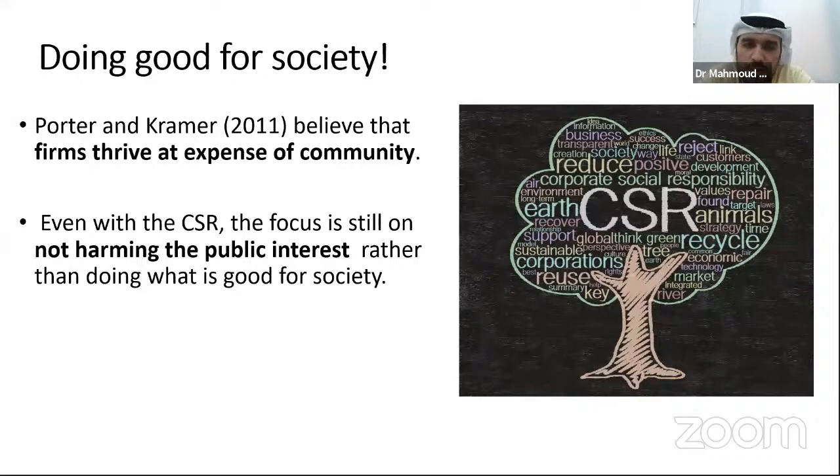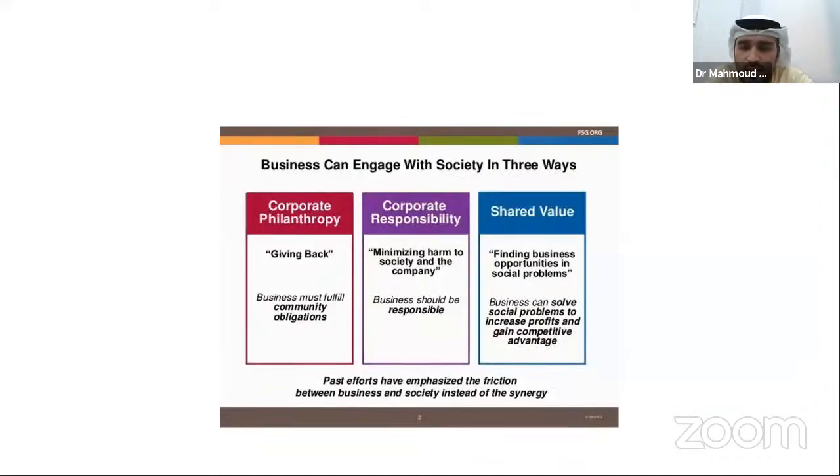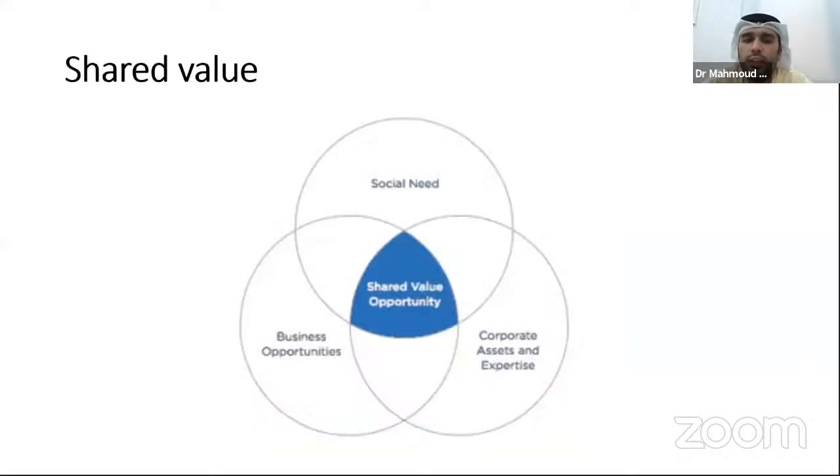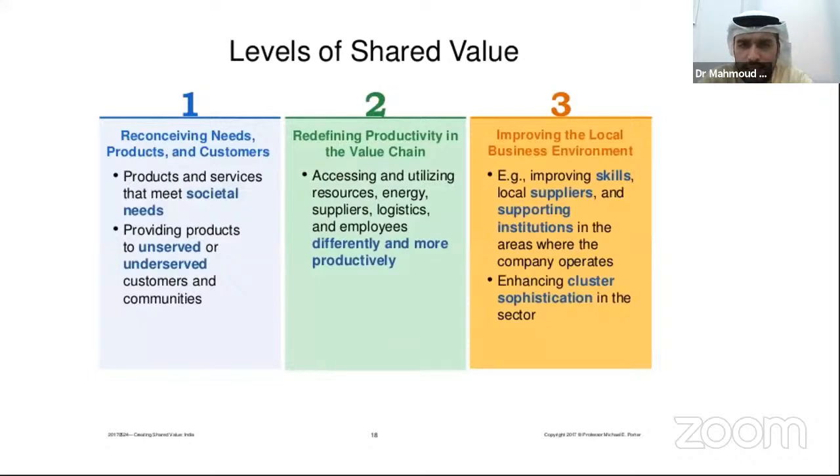Firms thrive at the expense of community, right? And even with CSR, as I said, the focus is still on not harming the public interest rather than doing what's good for society. We've seen CSV, creating shared value. This is a more advanced concept, going from focusing on giving back to community, to CSR, but the most advanced one is shared value, which is finding business opportunities in social problems. Although it has a lot of criticism, it's a good way forward, I think, by combining the social and business side and looking at opportunities that create both social and economic value for firms. And there are so many levels of that.